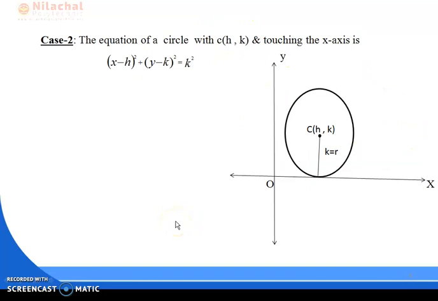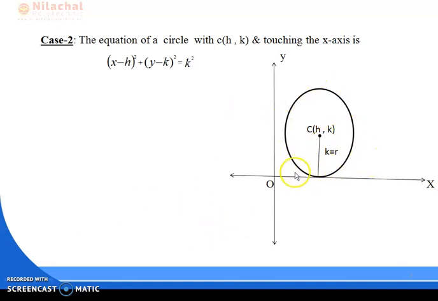Let's see case number 2. What is case number 2? The equation of a circle with center (h, k), where h is the x coordinate and k is the y coordinate of the center of the circle, and touching the x-axis. So let's see the figure now.